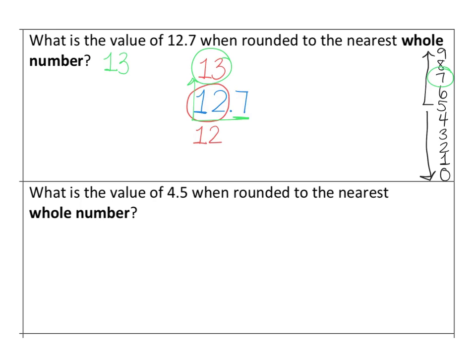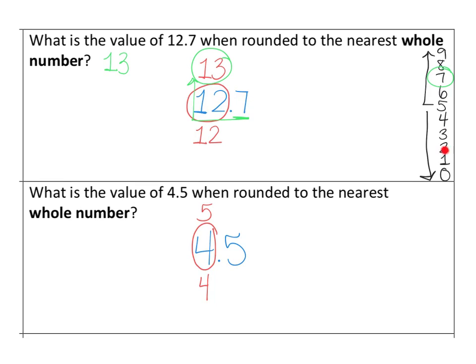Now let's do the next number. What is the value of 4 and 5/10ths, or 4.5, when rounded to the nearest whole number? So I'm going to write 4 and 5/10ths, or I usually say 4.5. I wrote it in the box. I'm going to circle my whole number, which is the number before the decimal, 4. 4 is either going to round down to 4 or up to 5.